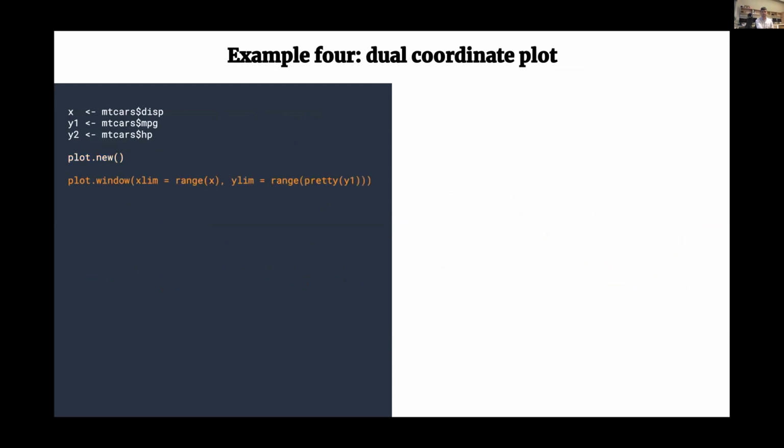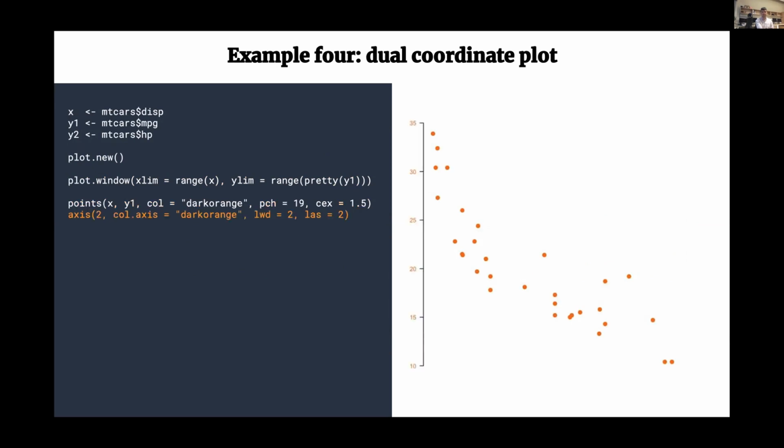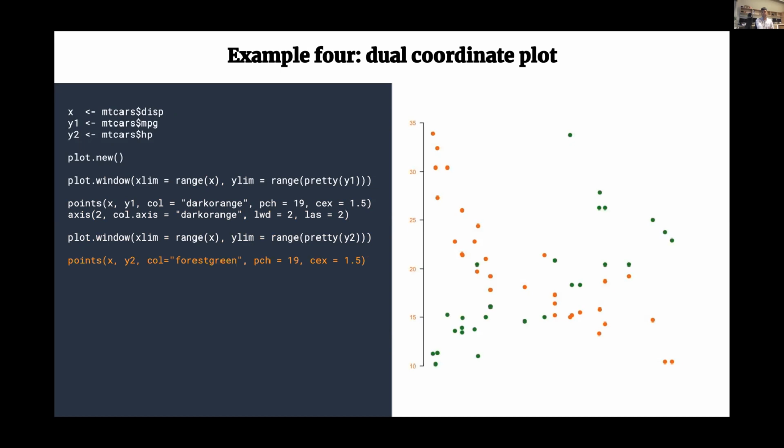So again, some boilerplate, plot new, plotting region as always. We add the points for the first y-axis and add the actual axis label. And now the hardest part of this plot is I need to add the second y-axis that uses different numbers. What do I do? I change the coordinate system in the middle of the plot by calling plot window again, and now providing different values for the y coordinates. And right after that, I add my second set of points in a different color, and I add the axis annotation on the right side now. So the plot is already done.